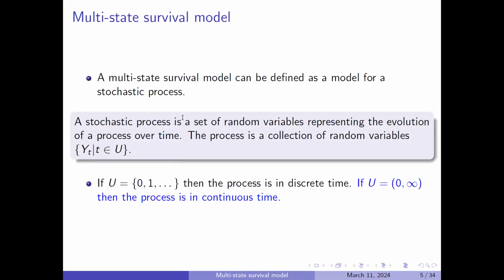So more formally, what's a multi-state model or how do we define it? A multi-state survival model can be defined as a model for a stochastic process. And what is a stochastic process? A stochastic process is a set of random variables representing the evolution of the process over time. We can either look at discrete time or continuous time. From now on, all the models are specifically continuous time processes.